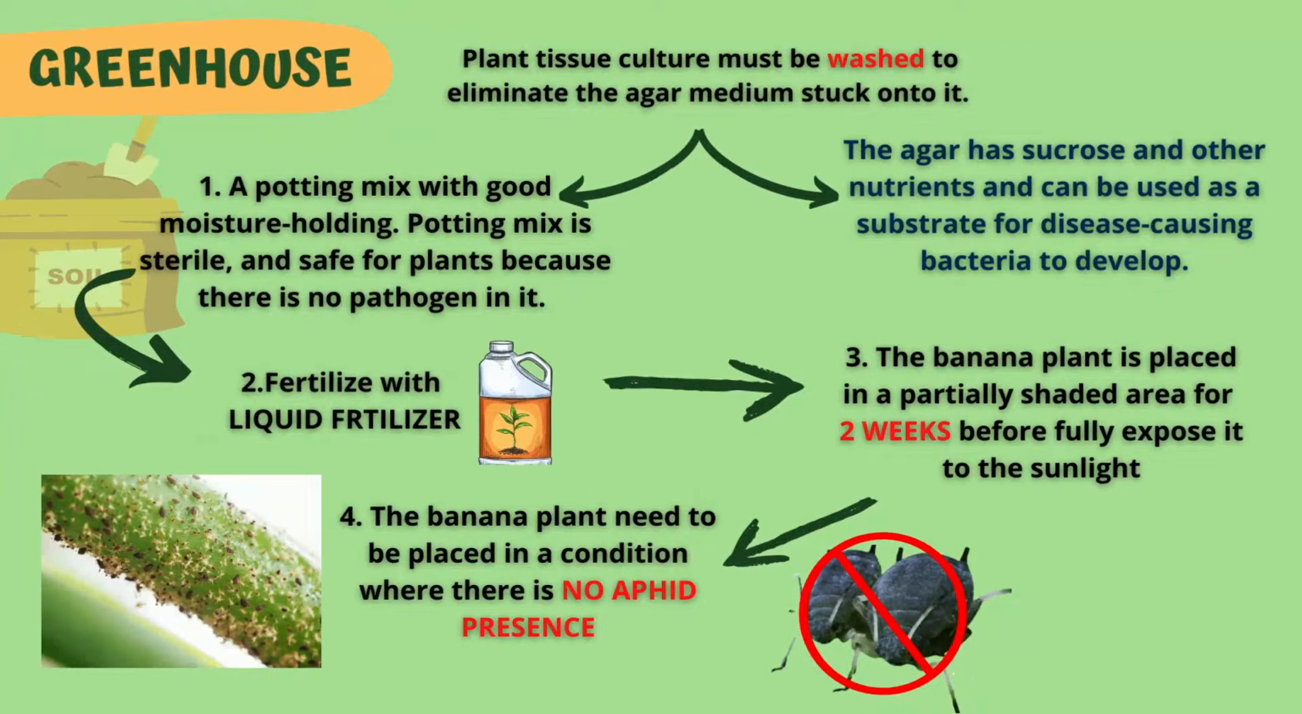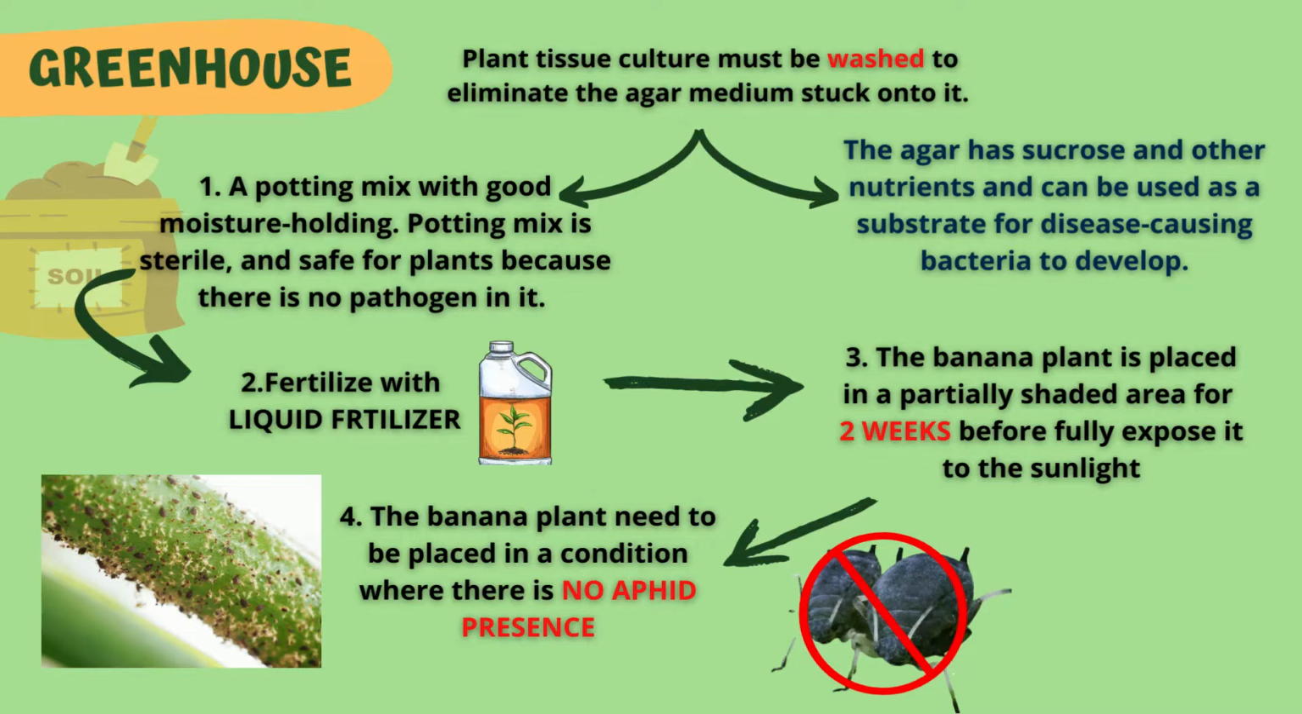Next, after the process of hardening, it will be transferred to the greenhouse. Plant tissue culture must be washed to eliminate the agar medium stuck onto it, because the agar has sucrose and other nutrients that can be used as a substrate for disease-causing bacteria to develop. Firstly, we need a potting mix with good moisture holding. Potting mix is sterile and safe for plants because there is no pathogen.